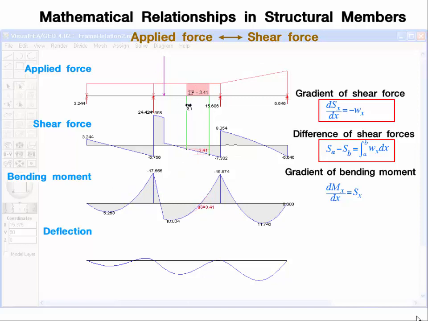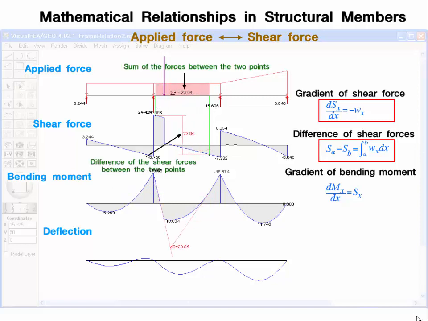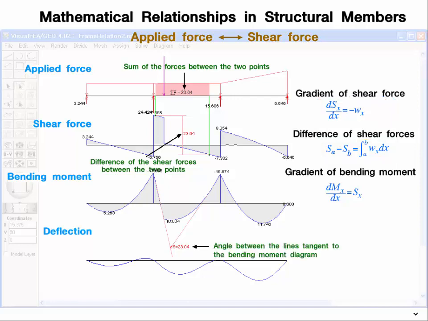As you move any one of the 2 green lines, the representation of the relationship is also updated instantly, following the movement of the green line. It is also indicated that the difference between the slopes of the bending moment diagrams at the 2 points is equivalent to the difference of the shear force.